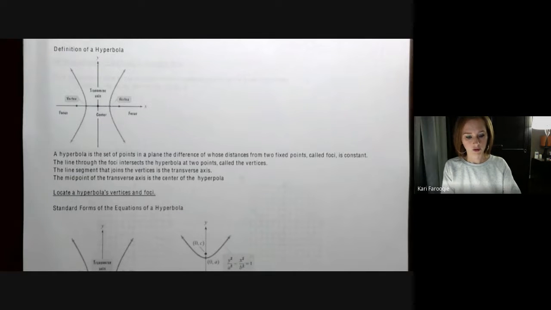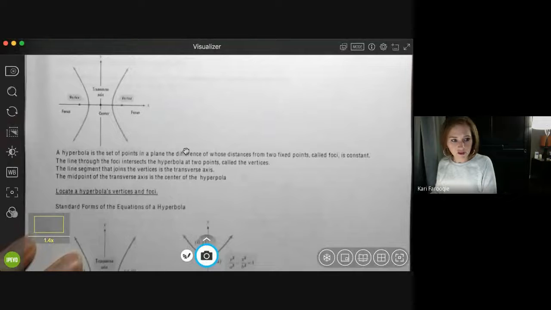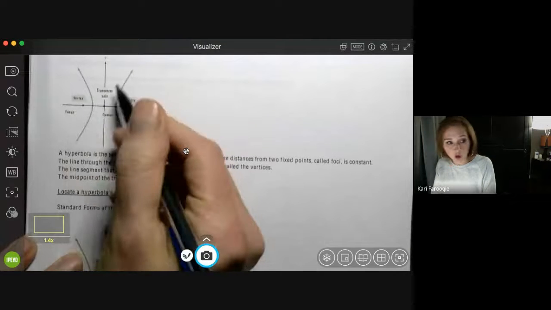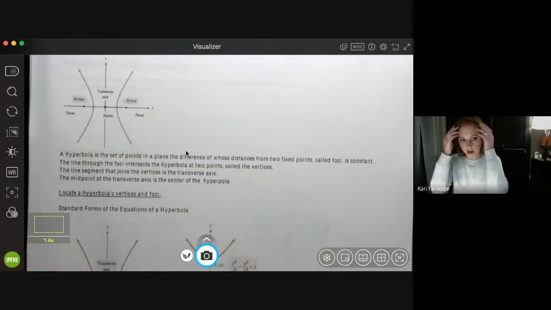Okay. So this is what the graph of a hyperbola looks like. You're going to see that it almost kind of looks like two parabolas. We're going to talk about parabolas next time, and you might be wondering, didn't we already talk about parabolas?